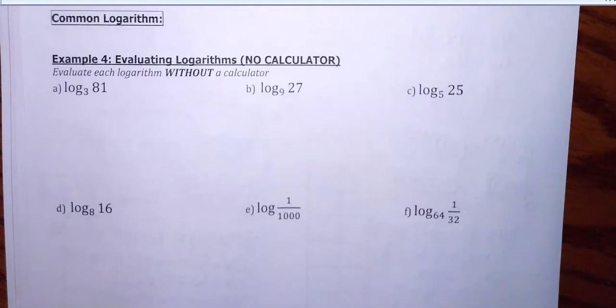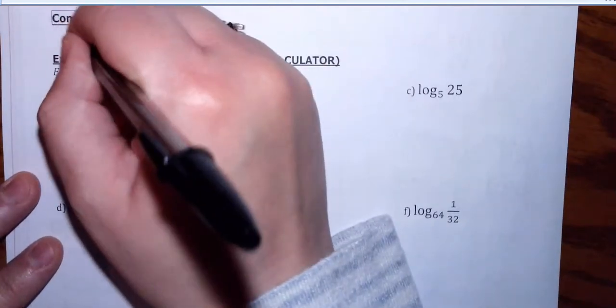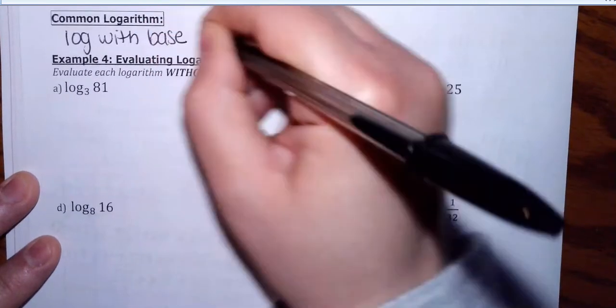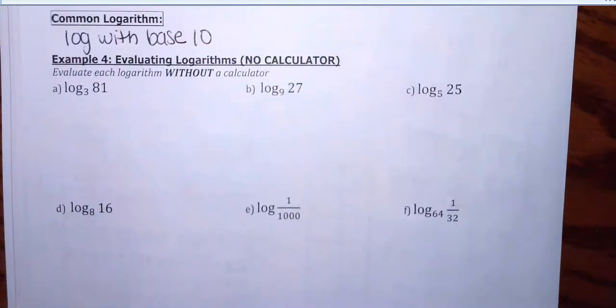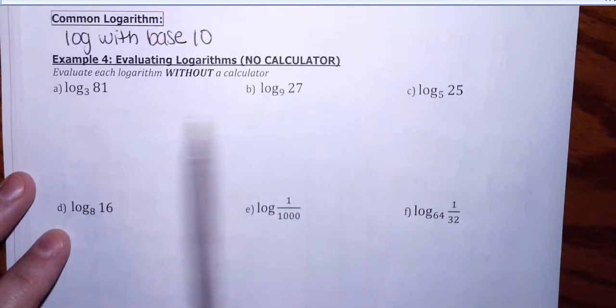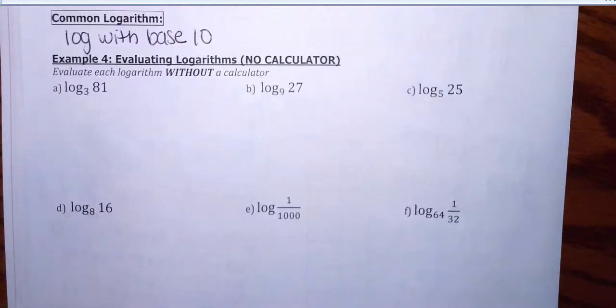Okay, so a common logarithm, just as a definition, so you can see this, common logarithm is a log with a base of 10. And any of these can be done on the calculator, the log base 10. If it has a different base, like if you guys look down here, you've got a 3, you've got a 9, you've got a 5, you can't do those on the calculator. Calculators are programmed to be in base 10.